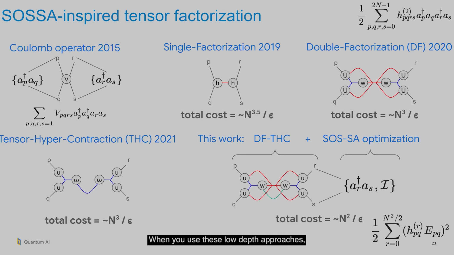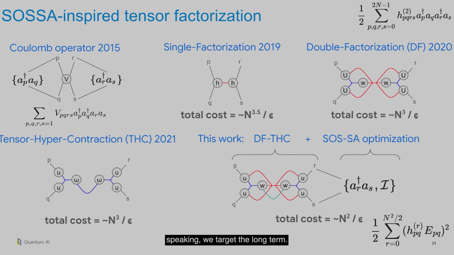When you use these low depth approaches, you now will have a biased estimate. It'll be plus minus epsilon, but plus minus epsilon of what? Unless your trial state happens to be very close to the true ground state, it'll be plus minus about some uncontrollable shift from the true ground state energy. So these depth time trade-offs are possible, but you need to use them carefully.